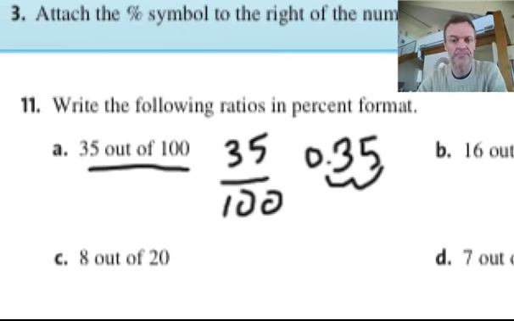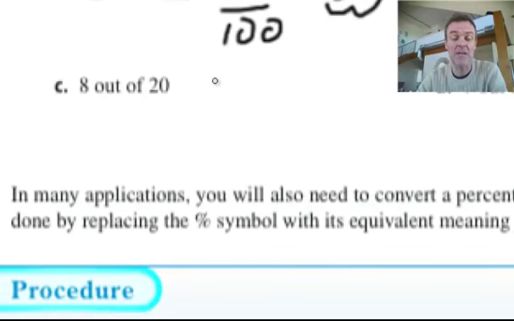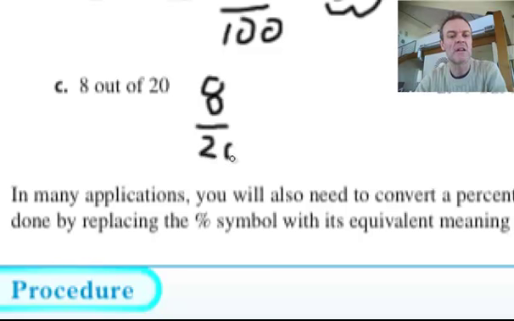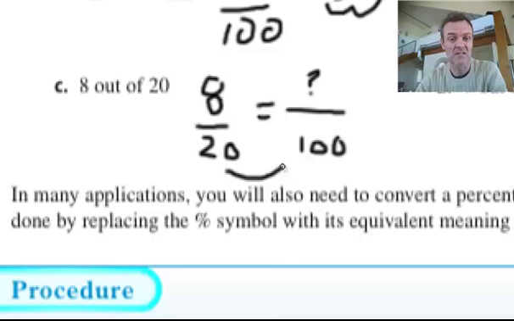8 out of 20. Now again, I'm going to do it without the calculator. 8 out of 20 is what? Question mark, out of 100, because that will give me the percentage. Well, I can see it looks like I've multiplied by 5 here, from 20 to 100. So if we do the same to the top, the numerator, I'm going to get 40. So that must be 40%.